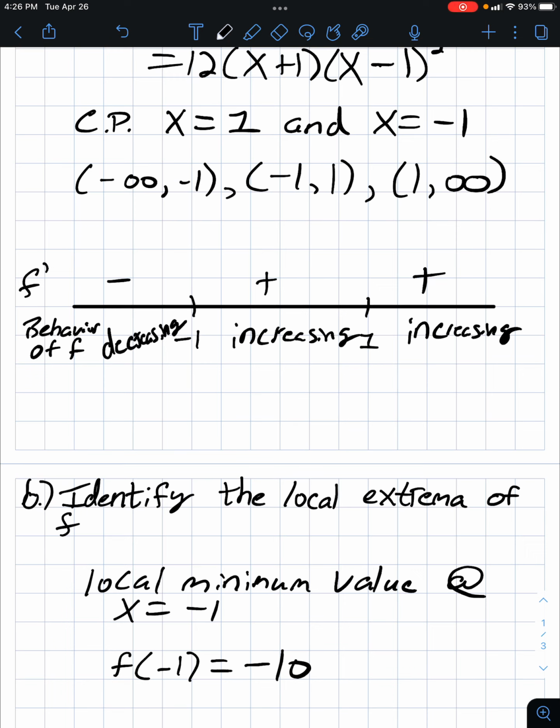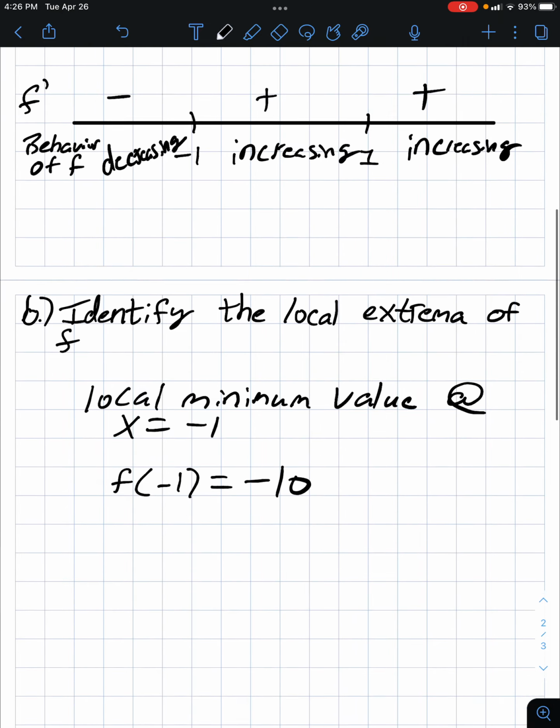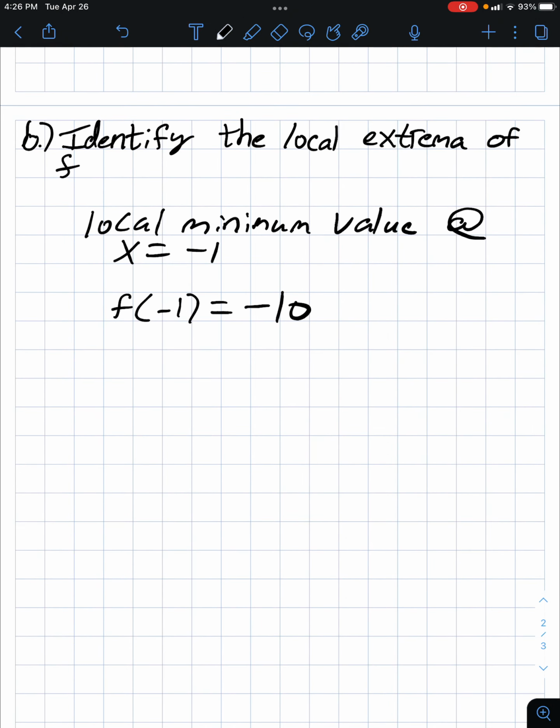And we see that at our other critical point, x equal to 1, both sides are positive. So there's no local extreme value at x equal to 1. But we do have a local minimum value at x equal to negative 1. And that is going to be the solution to this problem.